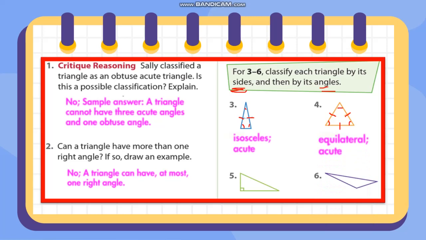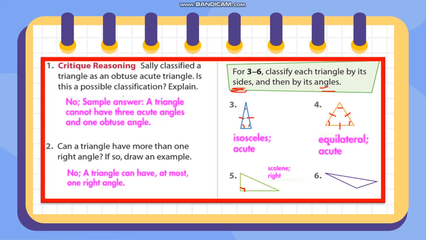Look at question number 5. There is no line symbol on each side, which means no sides are equal. If no sides are equal, that is what we call a scalene triangle according to its side. And according to its angle, there is one right angle, so that is considered a right triangle. So the answer is scalene right triangle.